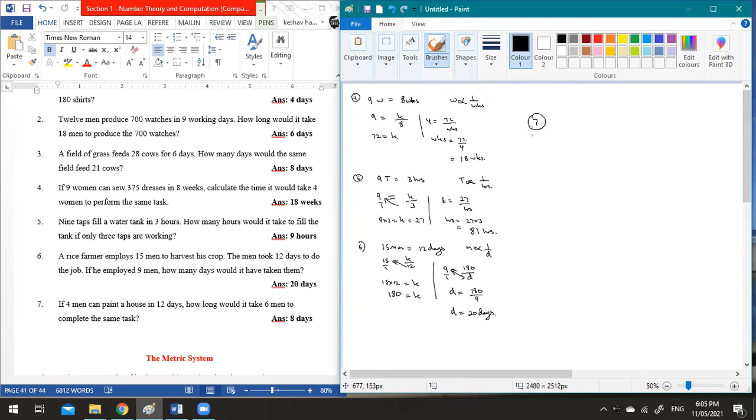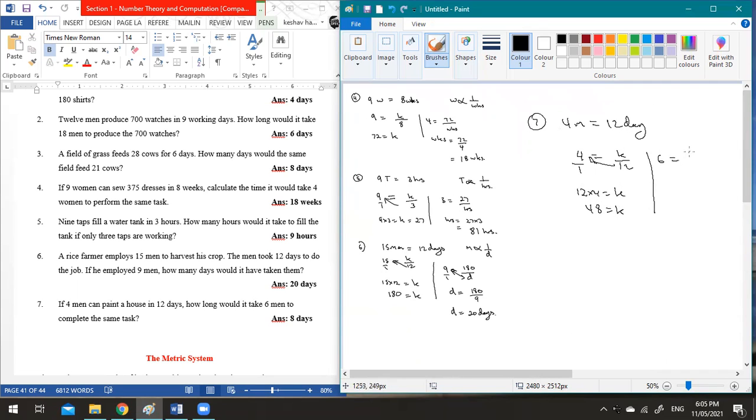And the last one, 4 men take 12 days to paint a house. How long will it take 6 men to paint? So again, we know it's a scale factor. So 4 will be the scale factor over 12. So 12 by 4 is equal to K. So 48 is the scale factor.